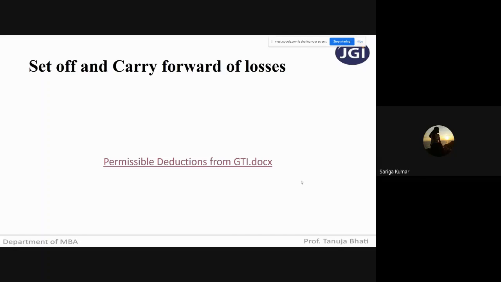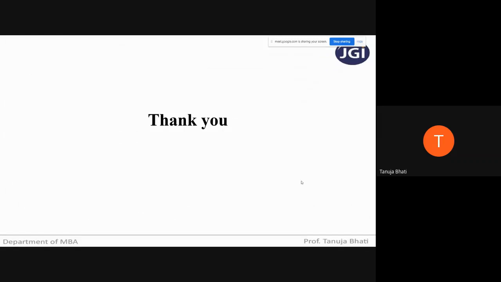Yes, ma'am. Okay. So by this we have completed the set off and carry forward of losses, the theory part, which is as per your syllabus, and the problems. Now under this module we are just pending with the problems on computation of the tax liability of an individual, which we will be covering in the next lecture.